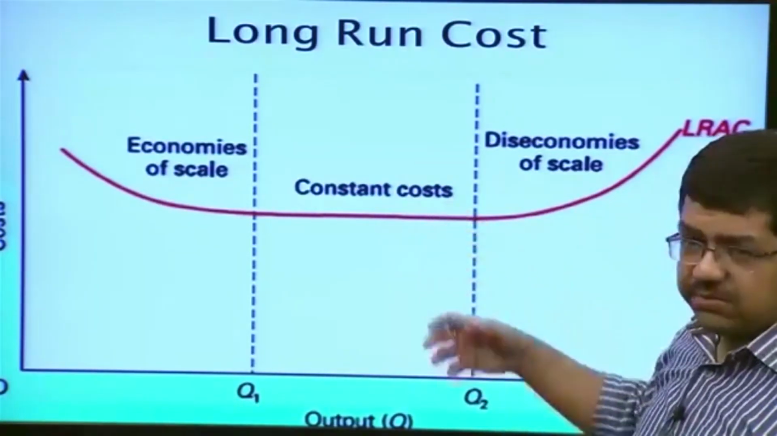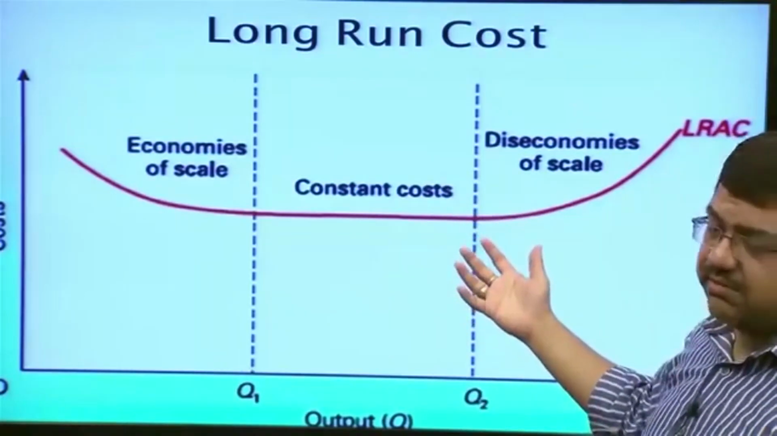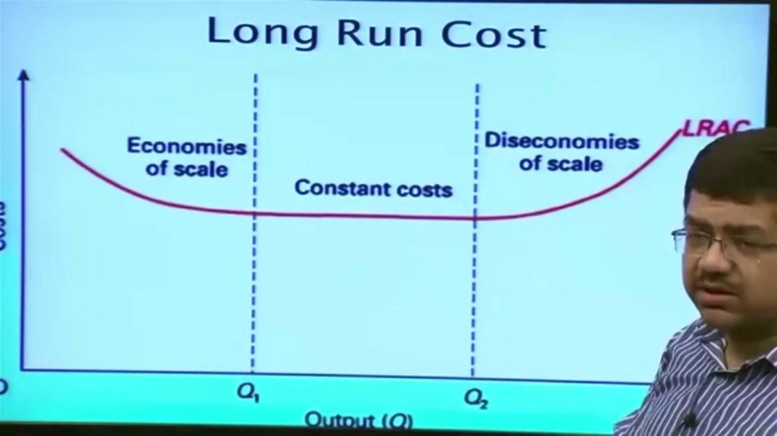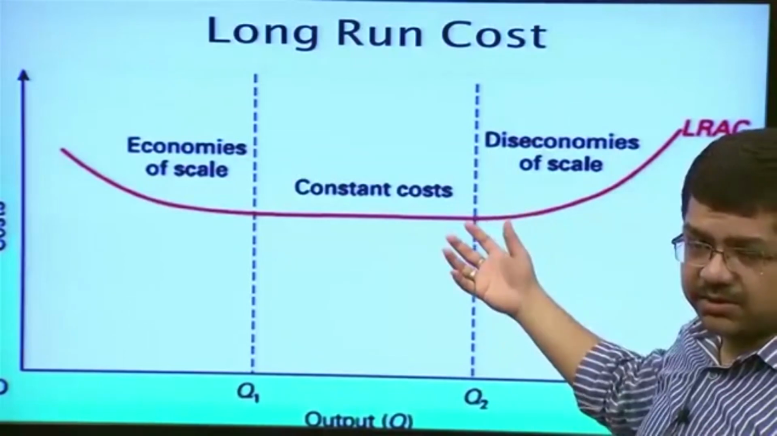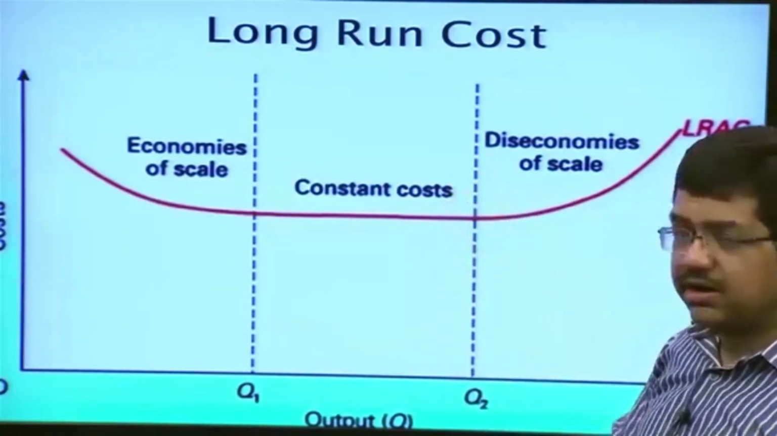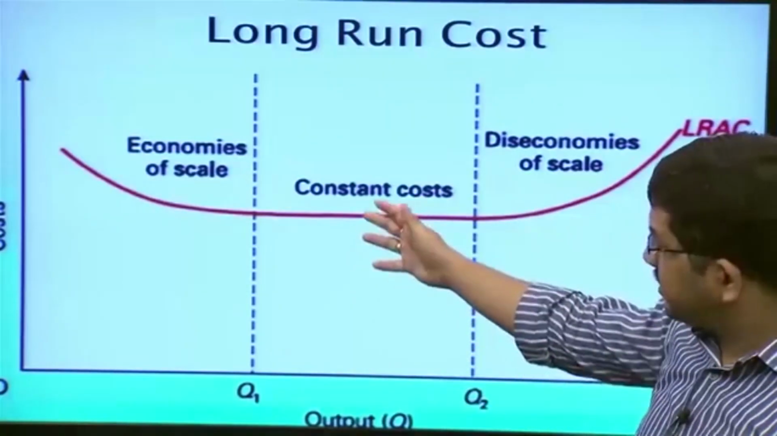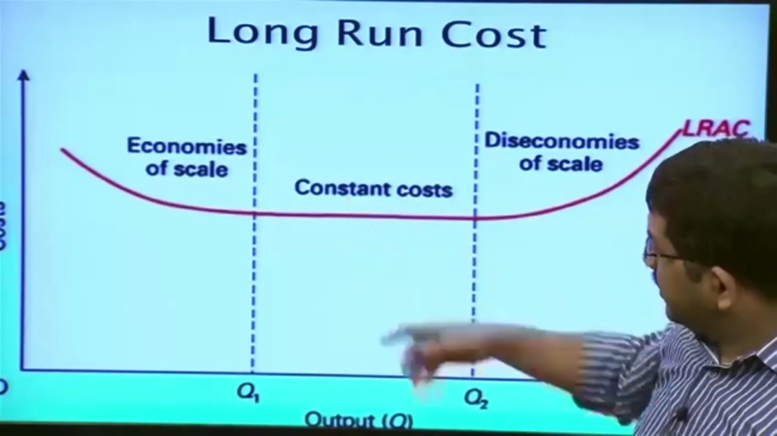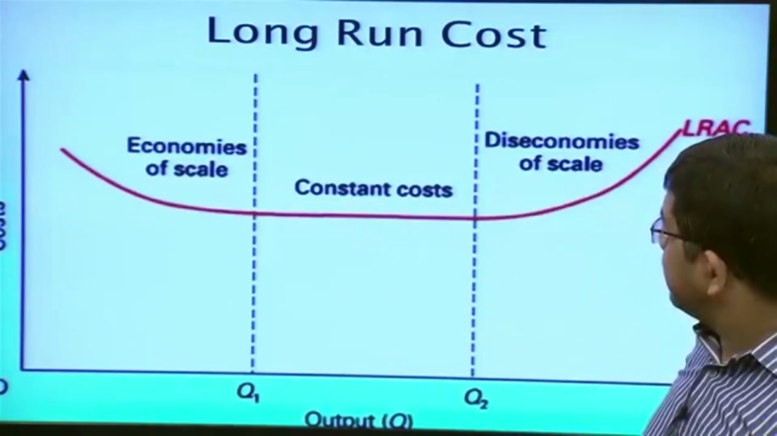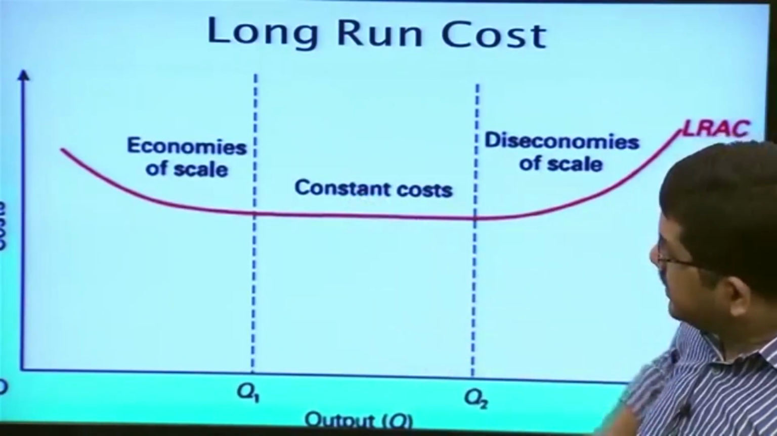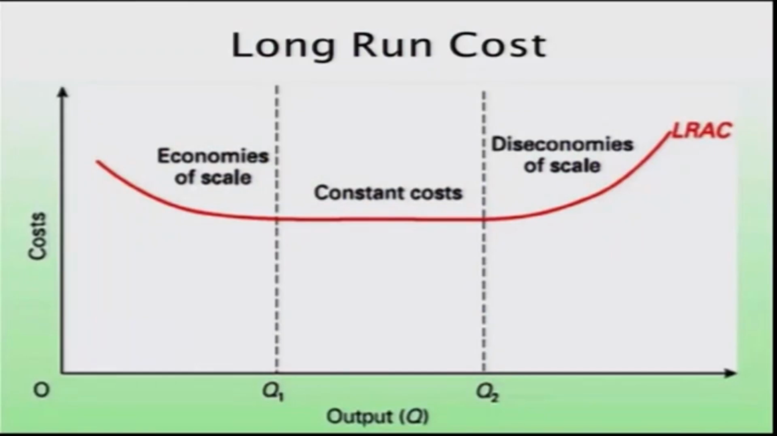I am not going into much of the depth of some of these concepts, because you can refer to a good economics subject book, and there you can learn more about them. But for our purpose we just need a little bit about it. So, you will understand the first part of this long run cost curve is economies of scale, the second part is the constant cost, and the third part is diseconomies of scale.